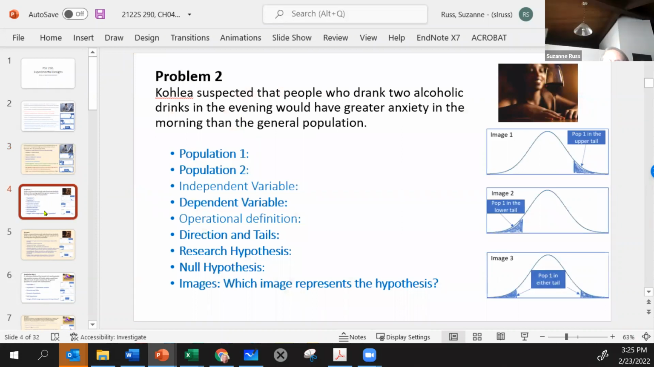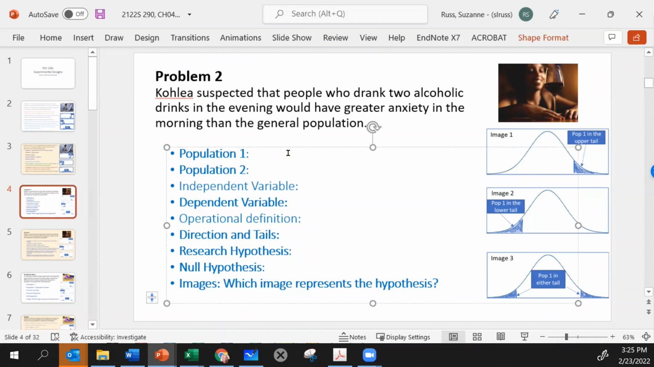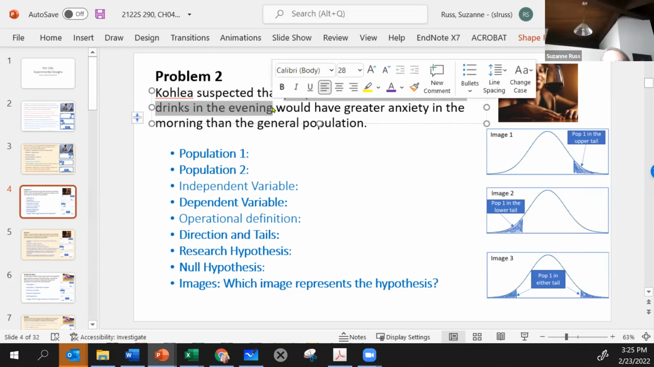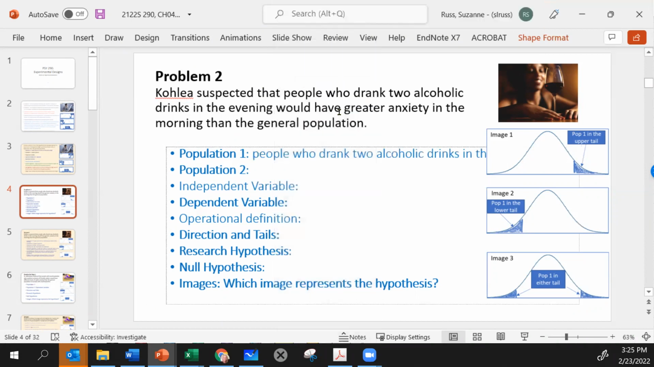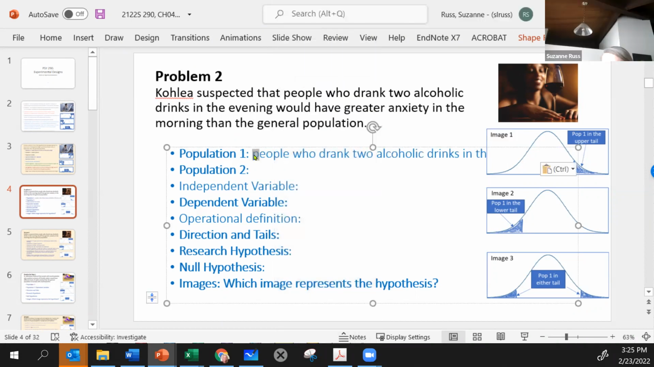Colea suspected that people who drank two alcoholic drinks in the evening would have greater anxiety in the morning than the general population. So I'll do this one again, and then I'll start inviting you to contribute via the chat box. So population one, the population that she thinks is going to be different, is people who drank two alcoholic drinks in the evening. Let's just write that in right here. People who had two alcoholic drinks in the evening.